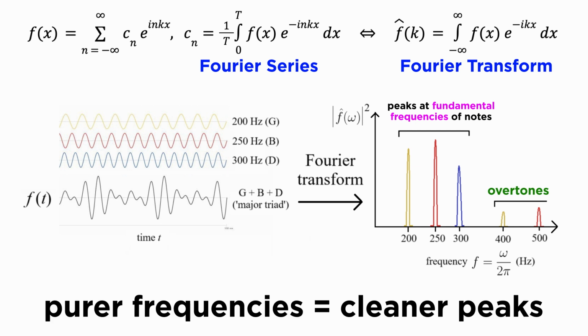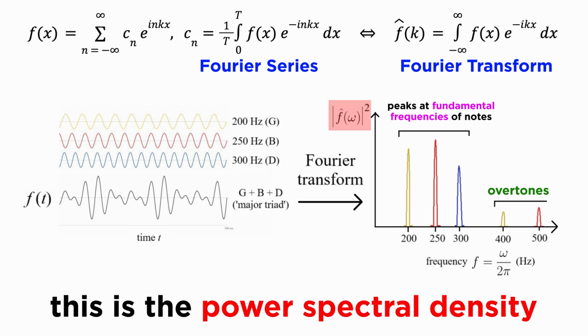The purer the frequencies of the notes, the cleaner the peaks will be in the Fourier transform, and in the limit of a pure sinusoid, the frequency spectrum will contain perfect Dirac delta functions, which are point spikes at the precise frequency. The squared magnitude of the Fourier transform, which is what we're really plotting here to visualize it easier, is called the power spectral density of our function f of t, representing the intensity of each frequency making up the function. And there are 2 important theorems that we should hopefully find quite intuitive now that we know the meaning of the Fourier transform.